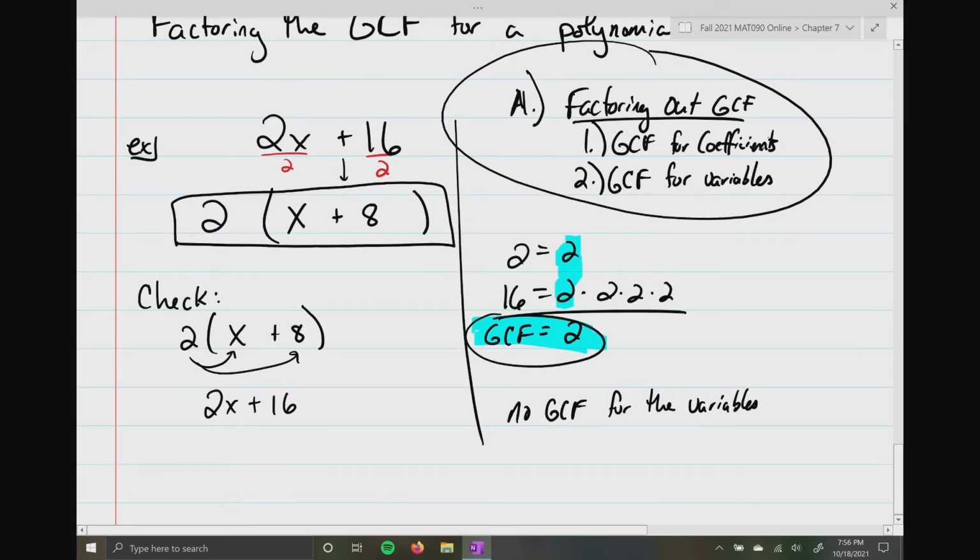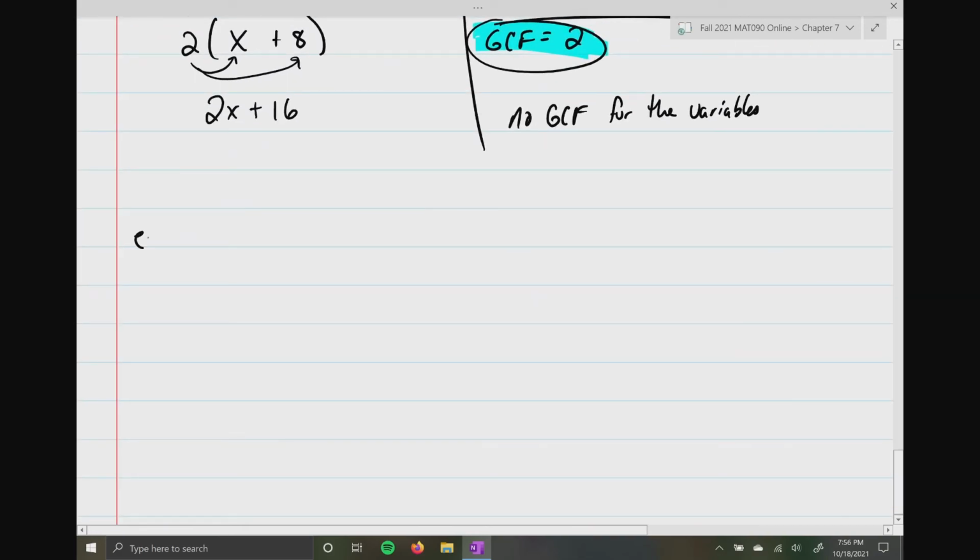So now, I'm just going to do a bunch of problems. Here's our next example. Let's do 6a plus 24. Well, let me write the directions. How about I'll just write factor the following.